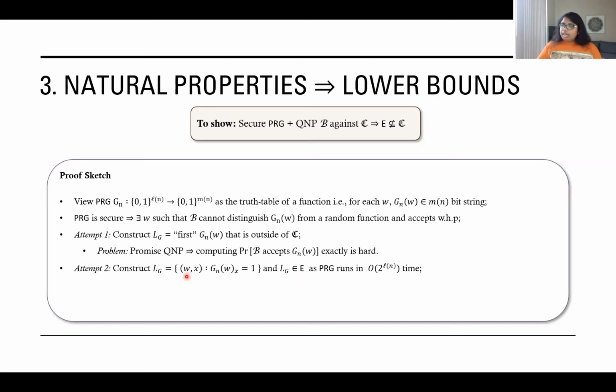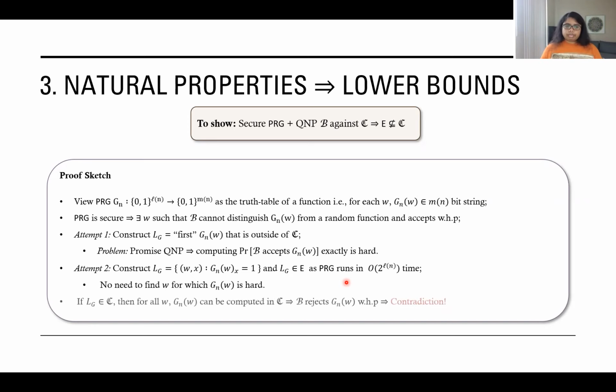It's going to be the seed plus an index. And I'm going to say that the exit bit of Gn of W is 1. That's going to be my language now. Because the main bottleneck here is the computing of the generator itself, it runs in deterministic exponential time. So it's fine. Now I don't need to find out the specific W per se for which it's hard, because the language is simultaneously computing for every possible W and X that you give as an input.